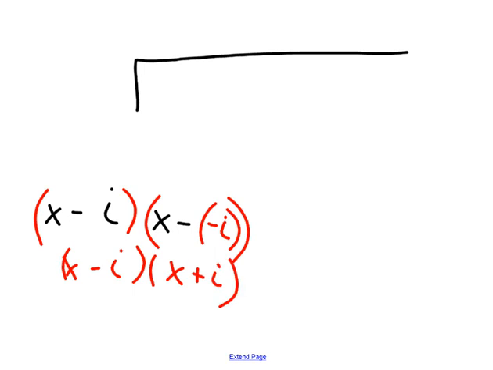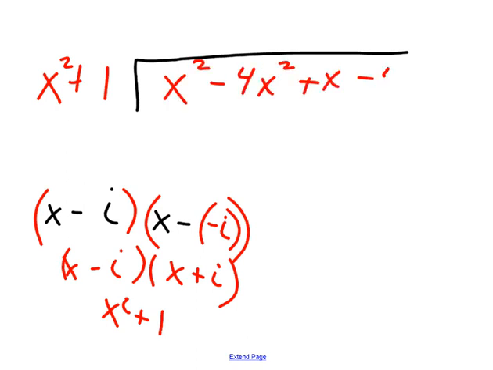And then that means if I multiply it all the way out, x squared, outside and inside cancel, and then I have minus i squared, which means plus 1. Why did I do that? Because now you can put that here. You can long divide with that. All right? So here's what I want you to long divide with that.